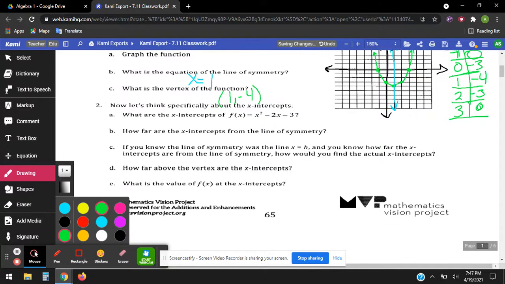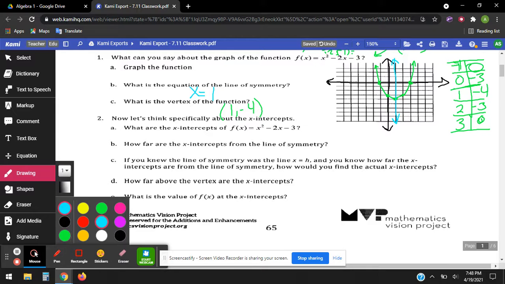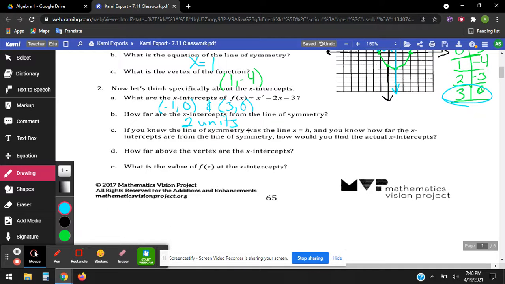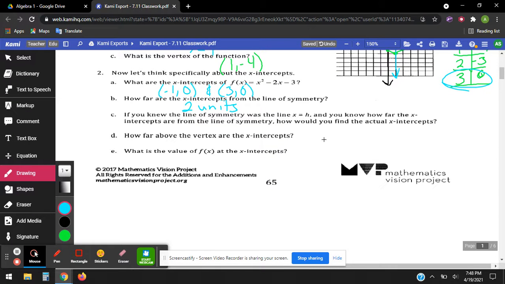Now let's think specifically about these x-intercepts. What are the x-intercepts? Well, let me scroll down just a little bit. They're right here. Negative 1, 0, and 3, 0. How far are the x-intercepts from the line of symmetry? Well, it looks like they're 1, 2, so 2 units. If you knew the line of symmetry was the line x equals h, and you know how far the x-intercepts are from the line of symmetry, how would you find the actual x-intercepts?